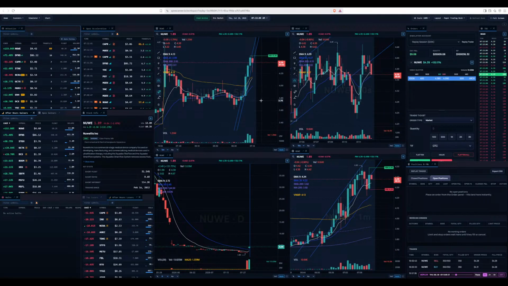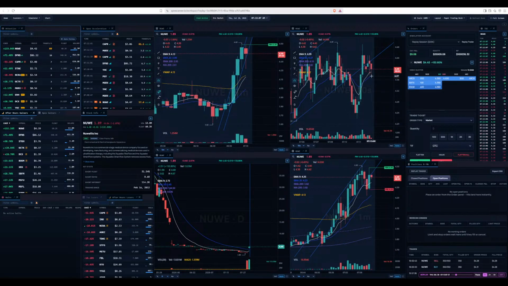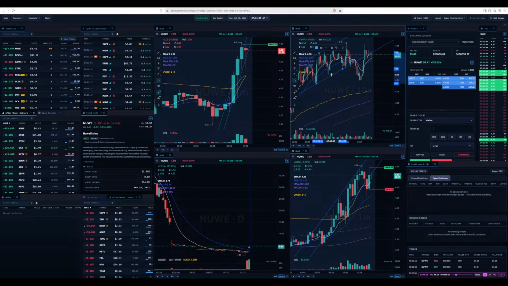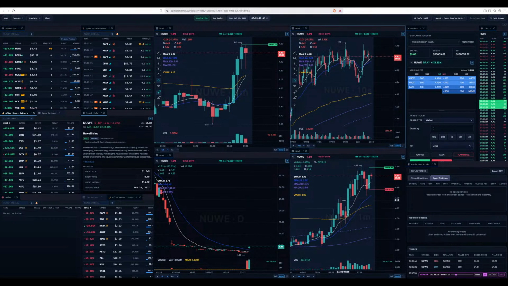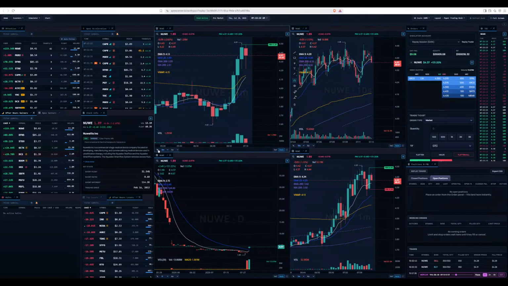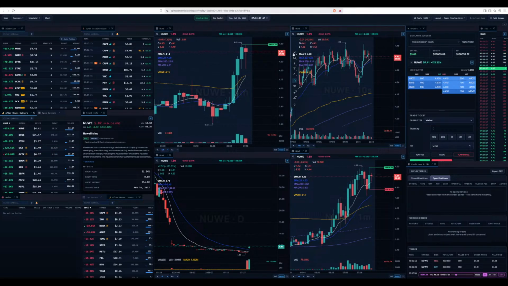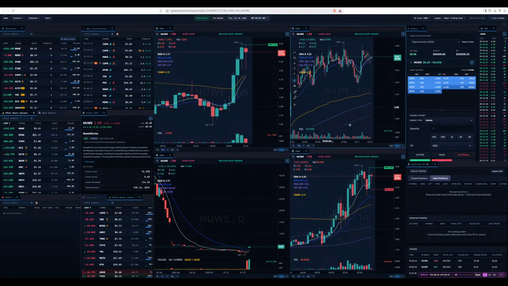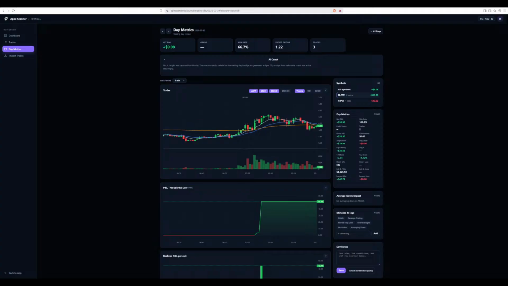NUWE is still holding the same levels. And since it has broken this trend line, it's no longer relevant, so let's delete this. And yeah, these are your drawing widgets that allow you to draw different kinds of metrics, lines and symbols.